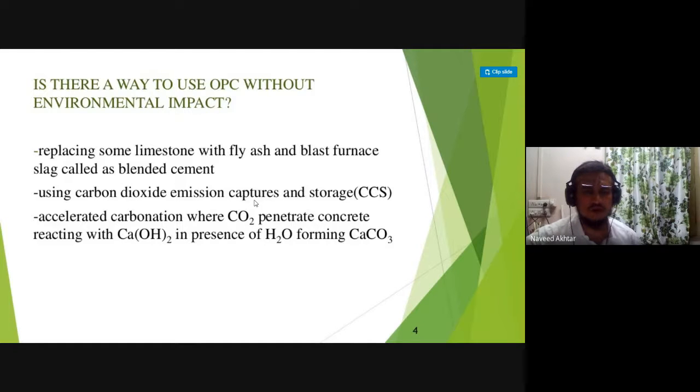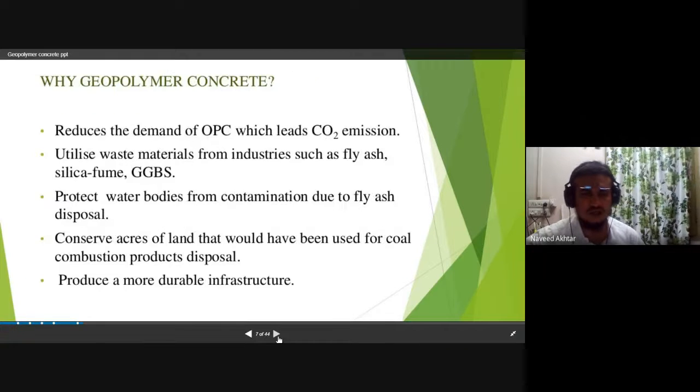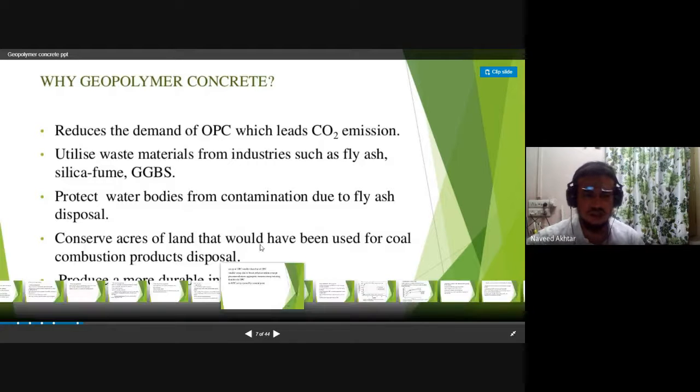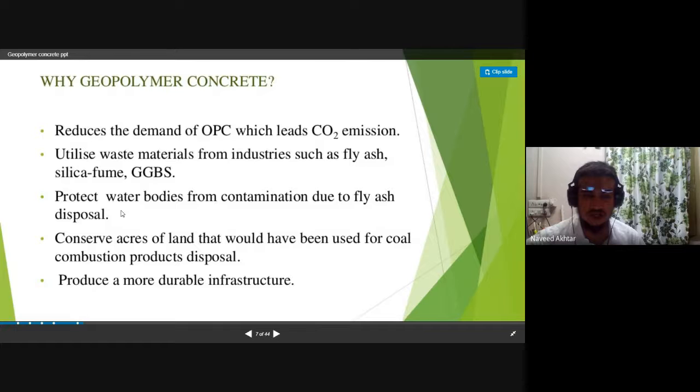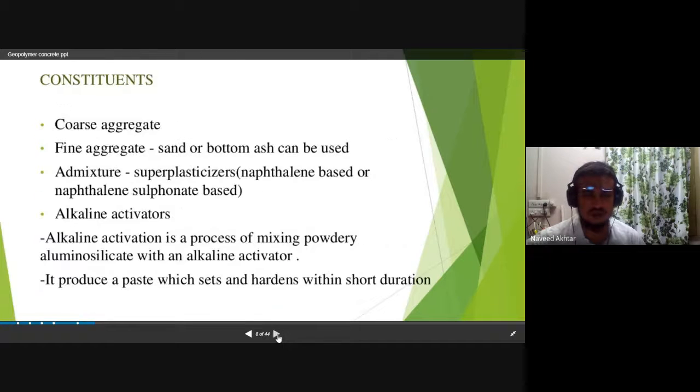So is there a way to use OPC without environmental impact? Yes, there is a way, and that way is geopolymer. It reduces the demand for OPC, which leads to less carbon dioxide. It utilizes waste material from industries such as fly ash, silica fume, GGBS. All this I have already discussed with you. It conserves the acres of land that would be used for the dumping and disposal of fly ash and GGBS. Also, contamination of water bodies through the disposal of fly ash and so on can be reduced by the use of geopolymer concrete.